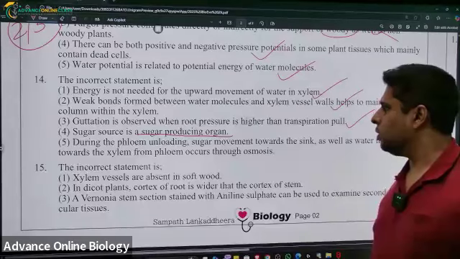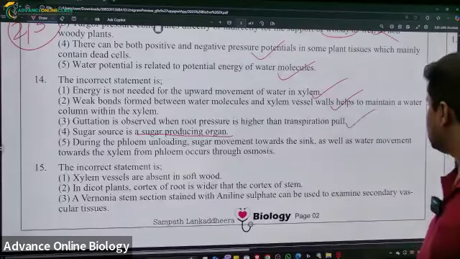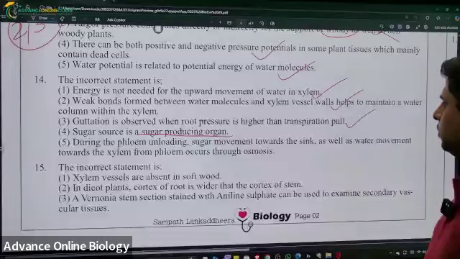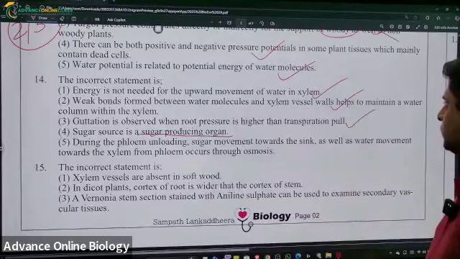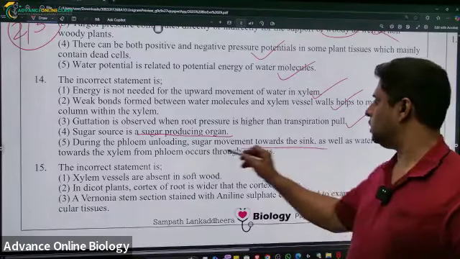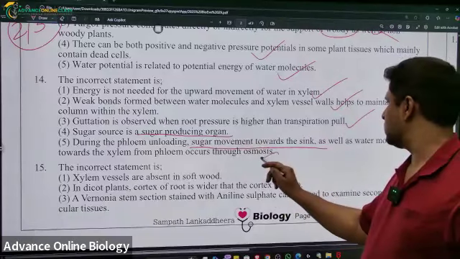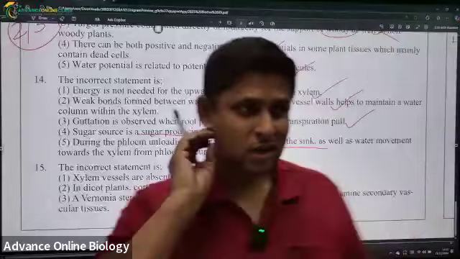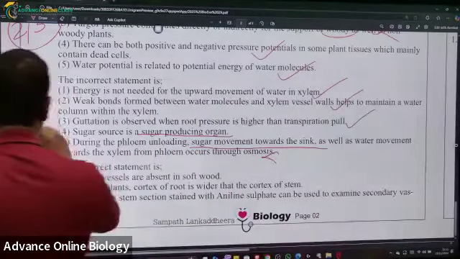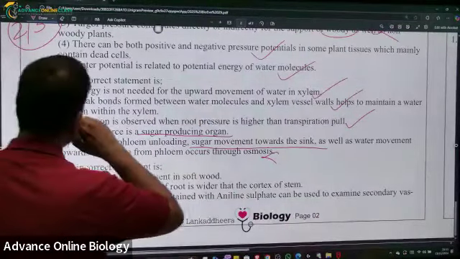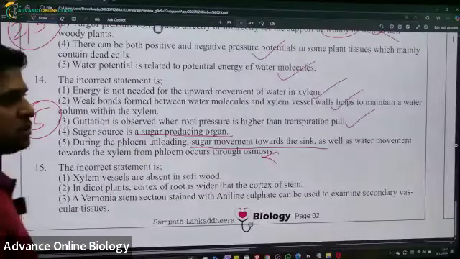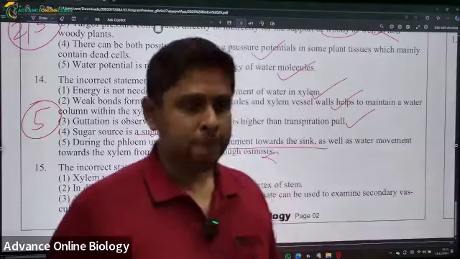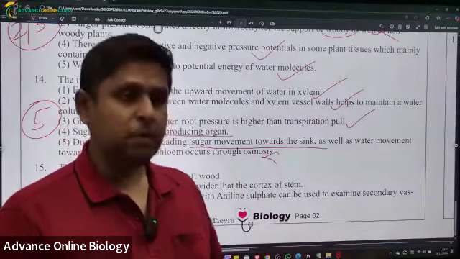During phloem unloading, sugar is moved towards the sink, and water moved towards the xylem from the phloem occurs through osmosis. Sugar movement is wrong. The osmosis. The fifth statement, right? So I think we can end up with the fifth one as the answer. Question number 15.